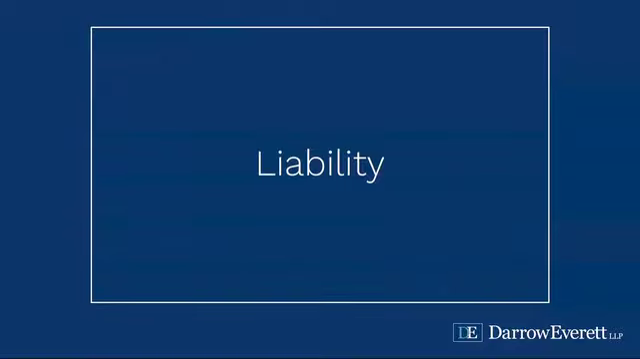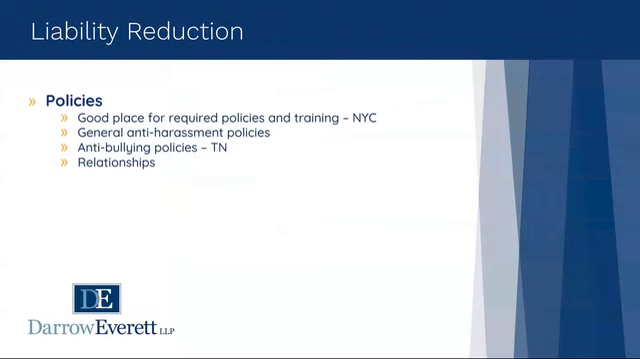So liability, the biggest part of our presentation here, reducing liability. What can we put in place? What can we do? And why? So policies for liability reduction, again, the handbook's probably the best place to have these policies. Like New York City, your required sexual harassment training policy and general anti-harassment policies reduce liability. We're able to use them in defending discrimination charges. We're able to use them in federal court under what's called the Faragher-Ellerth defense, which we'll talk about in a second.